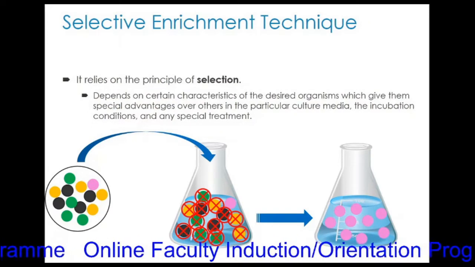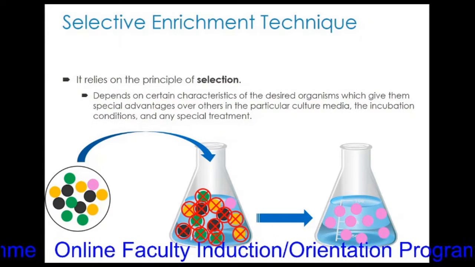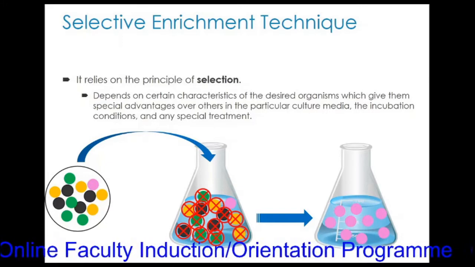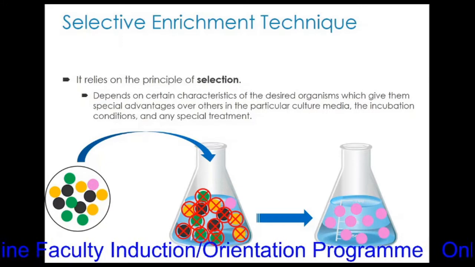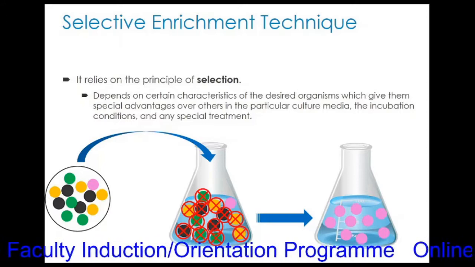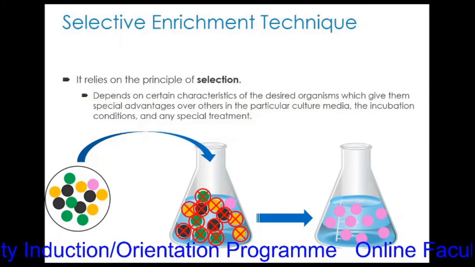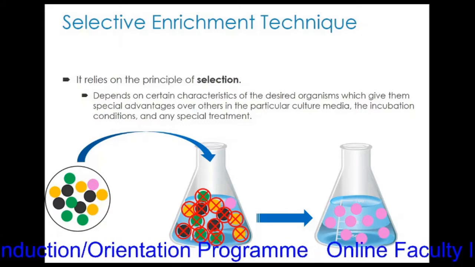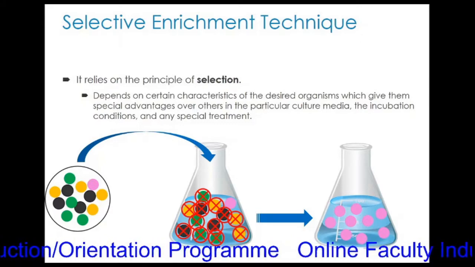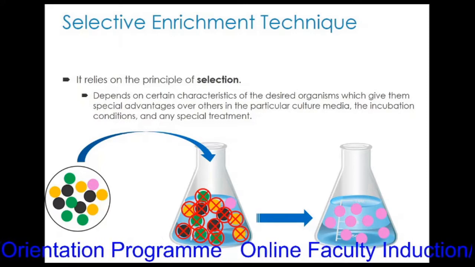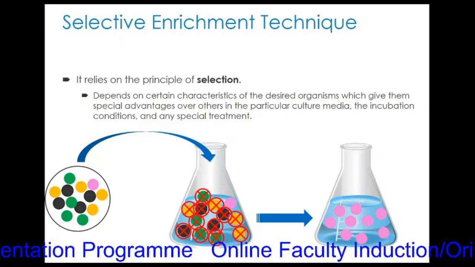It relies on the principle of selection. The pink group of microorganisms which you see here has a certain advantage over the remaining groups of microorganisms, so that they are able to grow in the selective media. So the pink group of microorganisms is selected against all the other remaining bacterial groups.